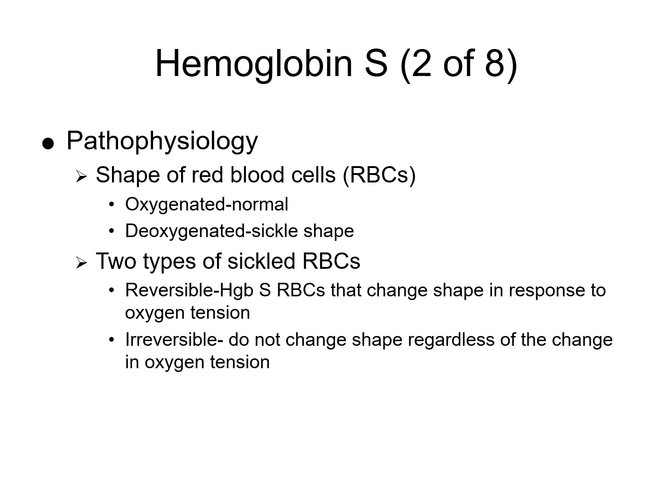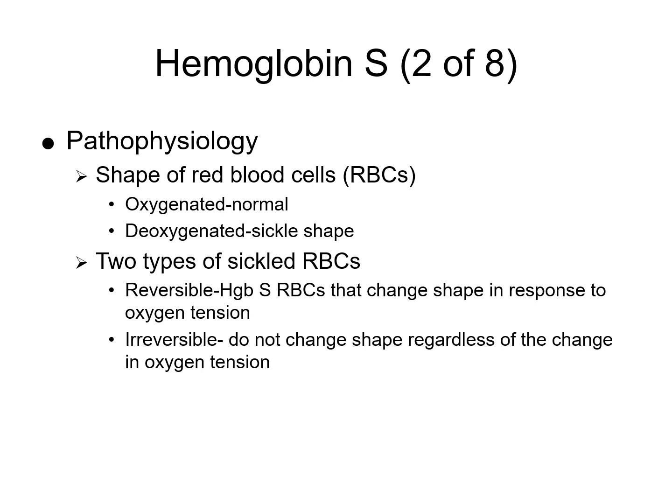For the pathophysiology of sickle cell anemia, you're going to have oxygenated red blood cells, which will be normal, biconcave, and disc shaped. And then you're going to have deoxygenated red blood cells, which are going to assume a sickle or crescent shape due to the polymerization of hemoglobin S.